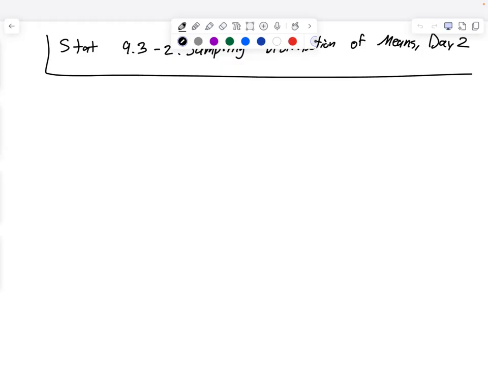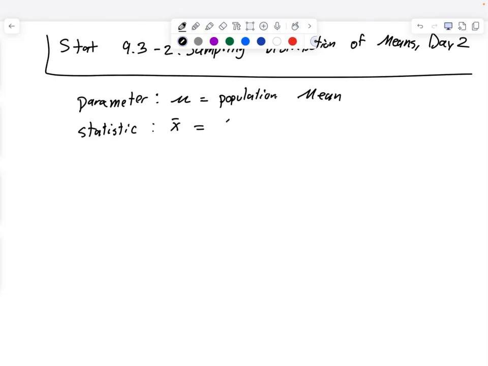All right. So once again, our parameter is mu. The statistic is X bar. Mu stands for population mean. X bar stands for sample mean.